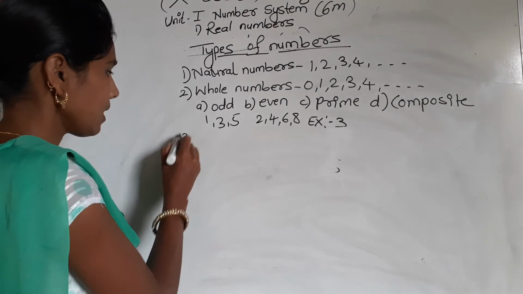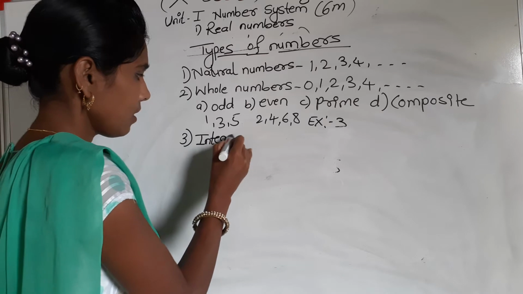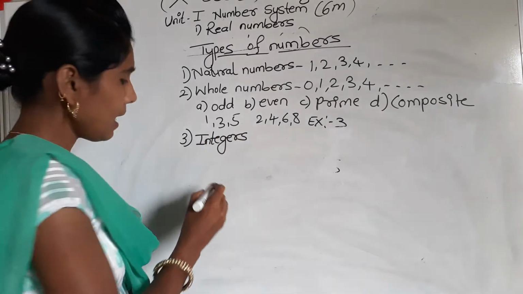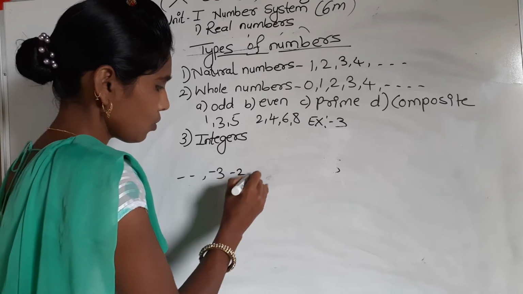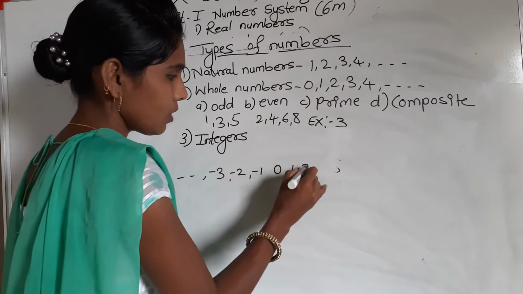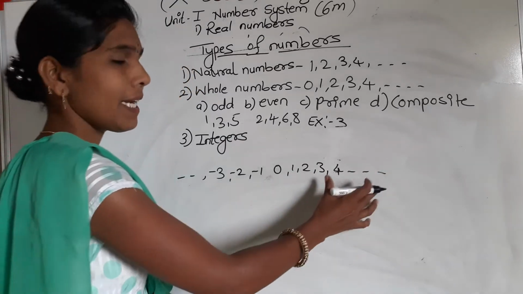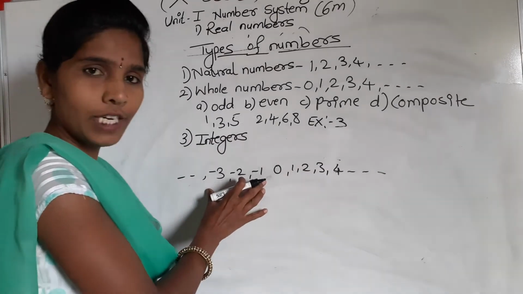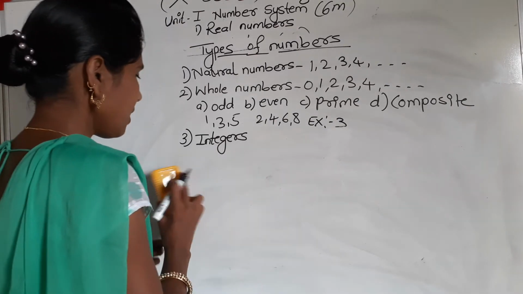Next number is integers. On the number line, how do we write the numbers? -3, -2, -1, 0, 1, 2, 3, 4 and so on. These numbers are integers. These are negative integers. These are positive integers.